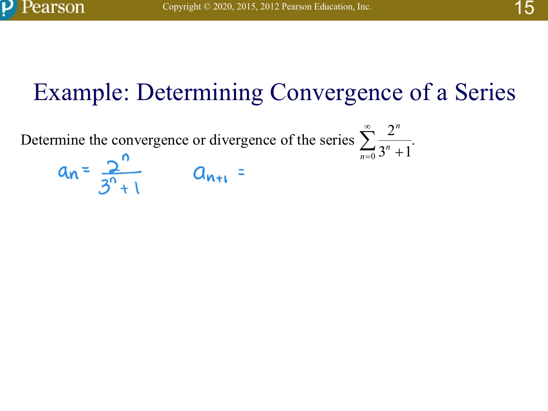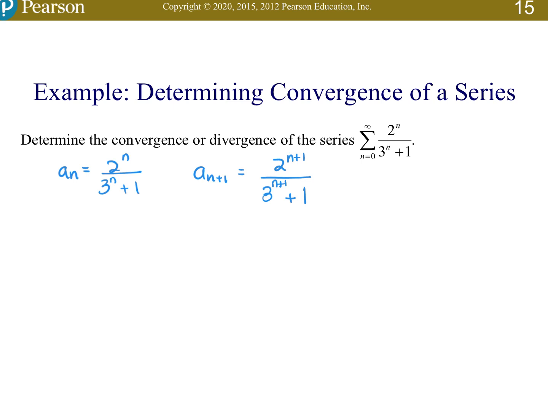Well, you've got to add 1 to all your n's. So that term would be 2 to the n plus 1. That's the next one. We're adding 1 to every place we have an n, and 3 to the n plus 1. And then I still have a denominator of just plus 1, because I'm not adding 1 to that, because it didn't have an n in it. These are the two terms: an arbitrary nth term, which is defined, and the next term we get by adding 1.